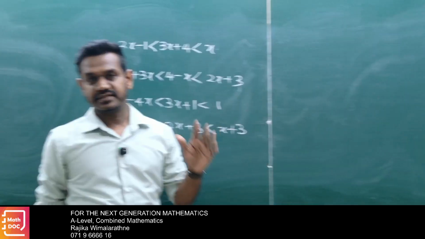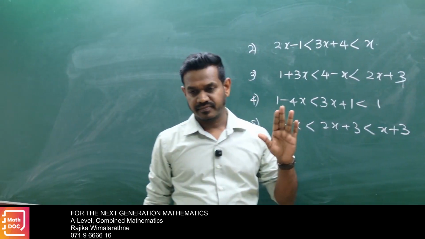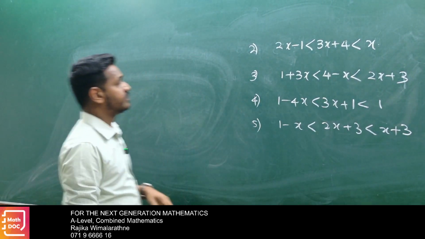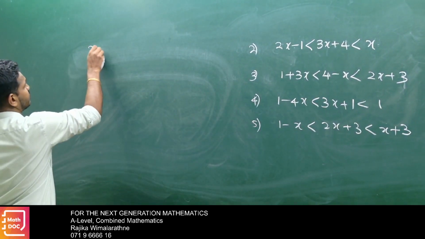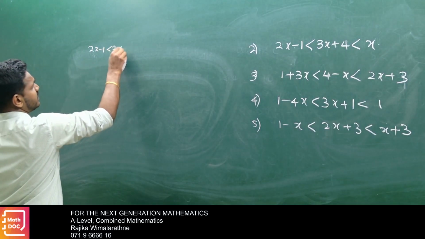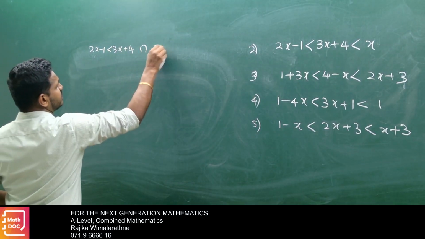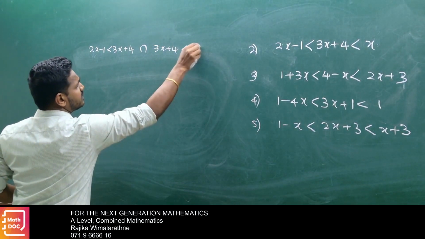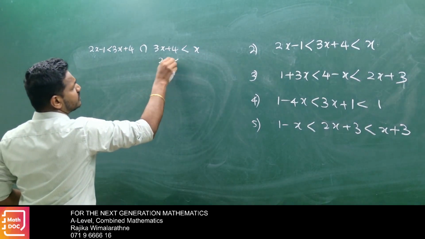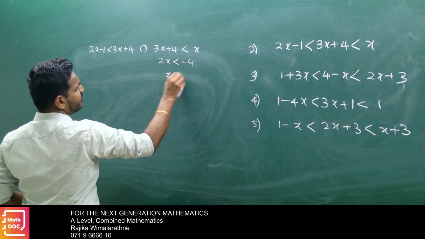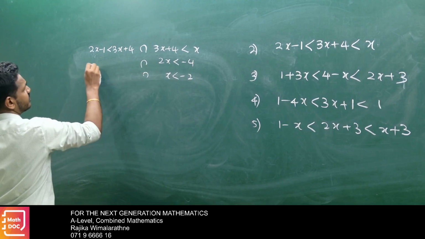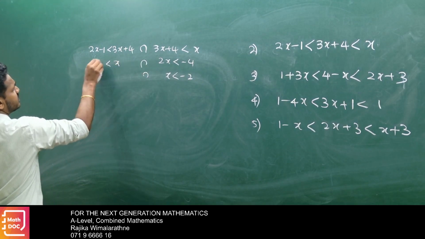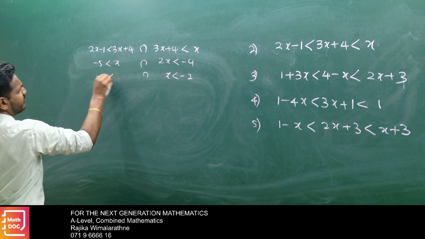Okay, check your answers. 2x minus 1 less than 3x plus 4, and 3x plus 4 less than x. 2x minus 4 minus 2 x minus 5.